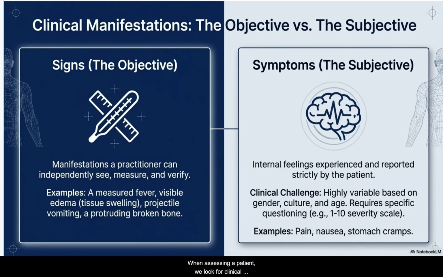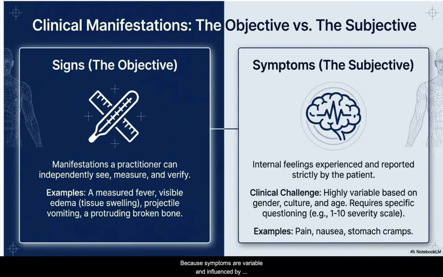When assessing a patient, we look for clinical manifestations, right? We look for signs and symptoms. So what is the difference between a sign and a symptom? Signs are objective. They are things a practitioner can see, measure, and verify, like a measured fever or a visible bone fracture, right? Symptoms are subjective. These are internal feelings reported strictly by the patient, such as pain or nausea.